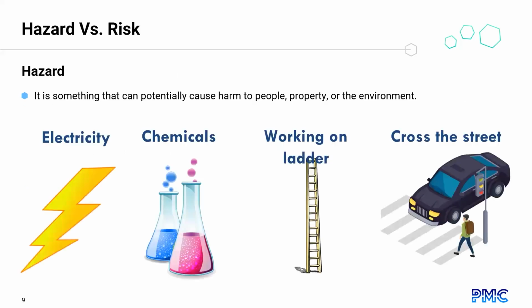To start, what is the difference between hazard and risk? So a hazard is something that has the potential to cause harm to people, property, and the environment. So I listed here some distinct examples. So we have, for example, electricity, we have chemicals, we have an operator working on the ladder, and we have people crossing the street. These are hazards because they can cause harm to people, basically.